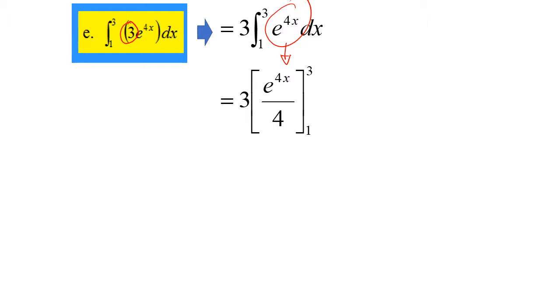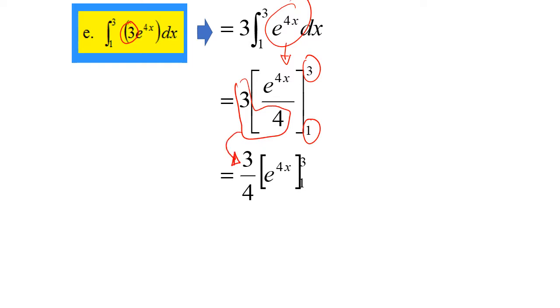The next one, we integrate from 1 to 3 the function 3 e to the power of 4x dx. First, we may factorize 3 outside the symbol of integration, and it will be equal to 3 times the integration of e to the power of 4x from 1 to 3 dx. Next, as we know, when we integrate e to the power of 4x, it will be equal to e to the power of 4x over 4. Then we substitute the lower and upper limits 1 to 3. We may factorize the 4 over 4, and it will be equal to 3 over 4 e to the power of 4x from 1 to 3.